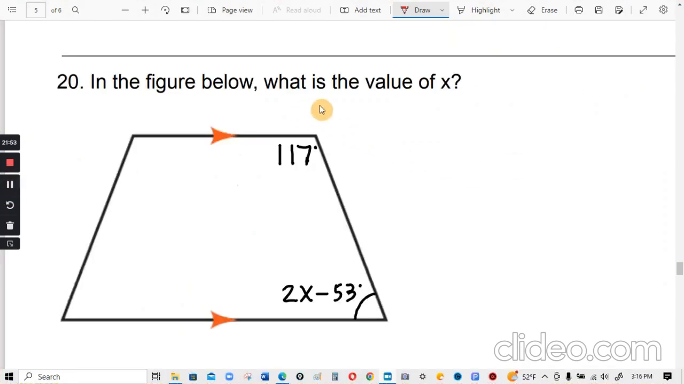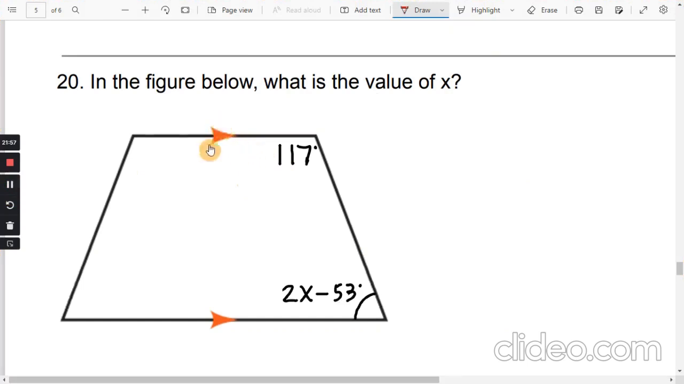All right, what is the value of x? Same side supplementary. See, we have the parallel lines right here. This is your transversal that's cutting through. Both of these angles are on the left-hand side of the transversal. So these are same side. That means they are supplementary. That means they add to 180.